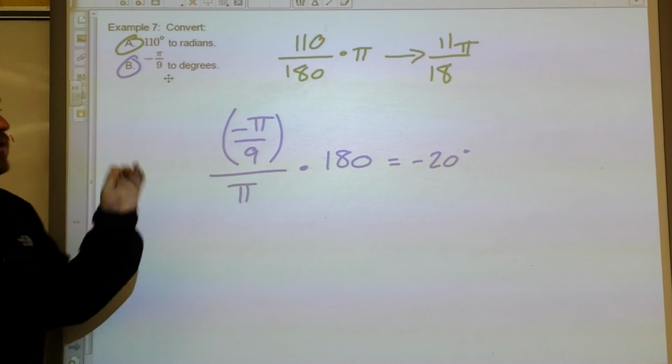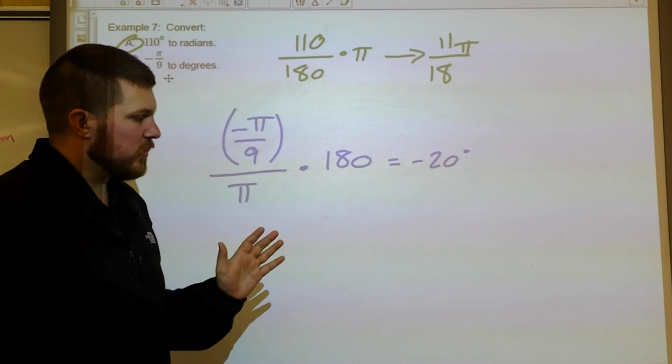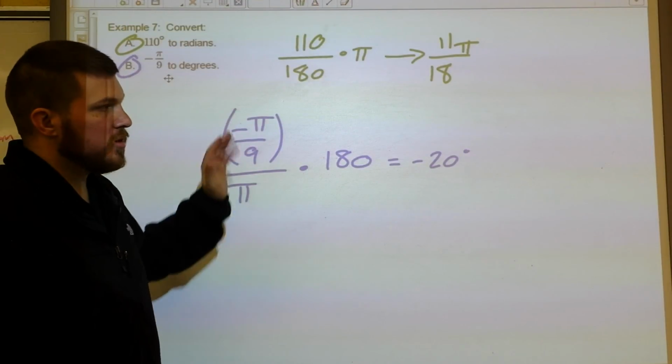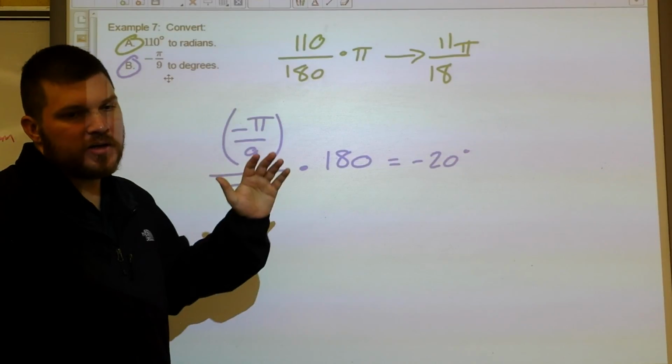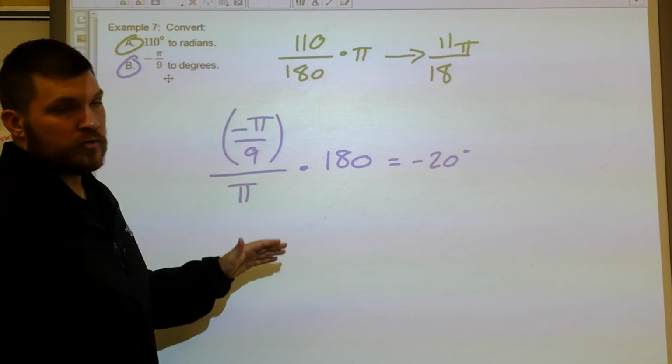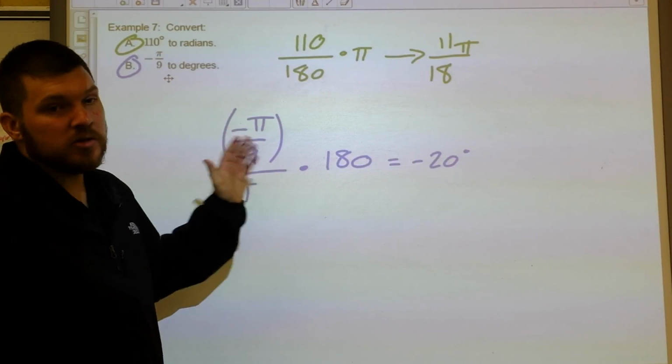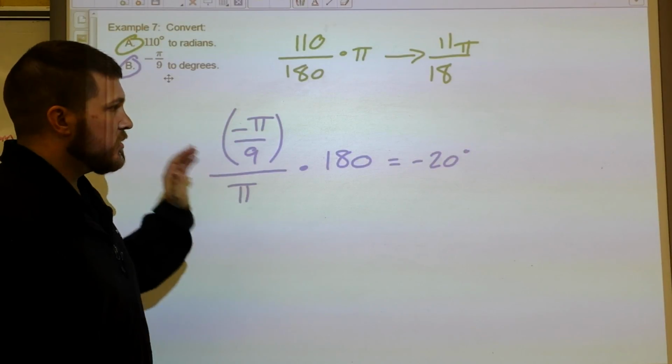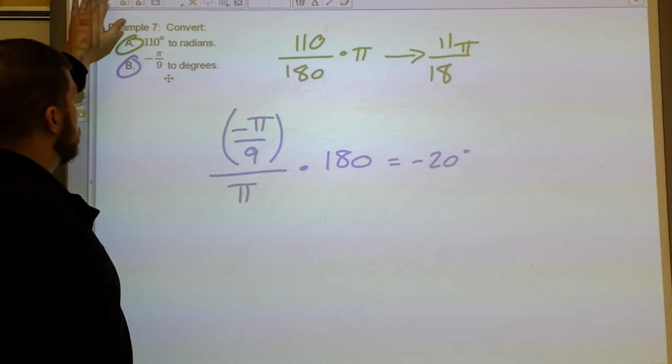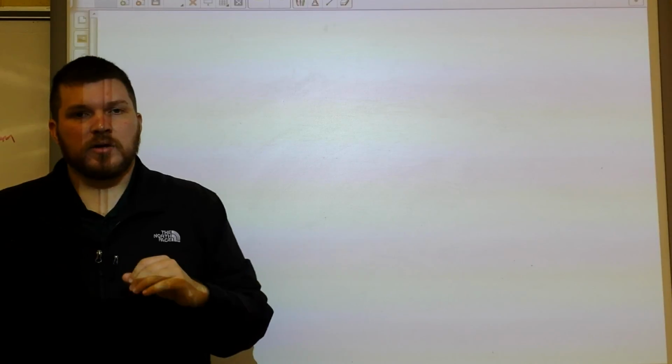Not a big deal. It's super important that you know how to do this conversion though, because you're going to need to convert from degrees into radians, and radians into degrees, pretty much from this point forward, until you're done with math completely. So make sure you know these two conversion formulas. And as always, if you got any questions, let me know.